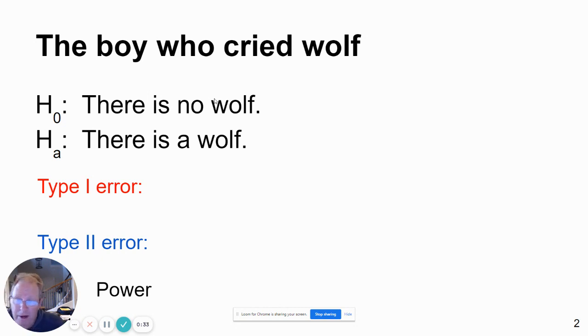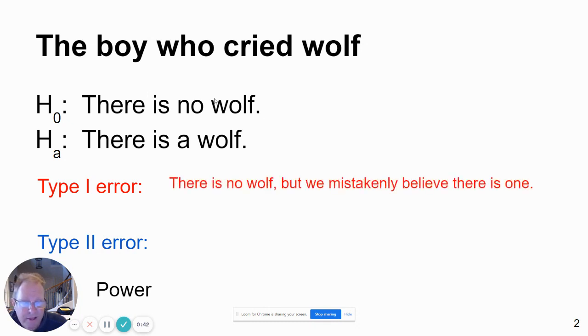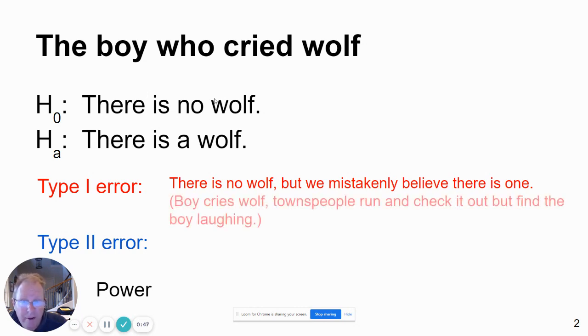So what is a type 1 error? In a type 1 error, the null is true, but we believe otherwise. So here's the type 1 error. There is no wolf, but we mistakenly believe there is one. And what are the consequences of that? Well, the townspeople run and check it out, but find that the boy is laughing at them.